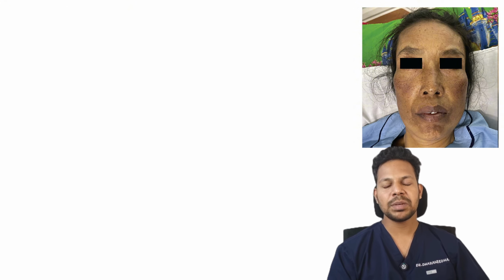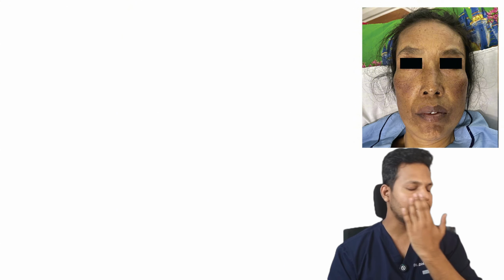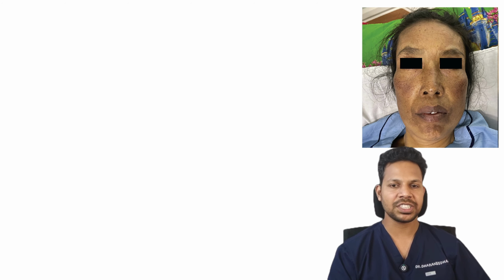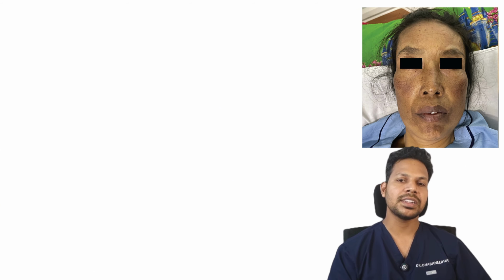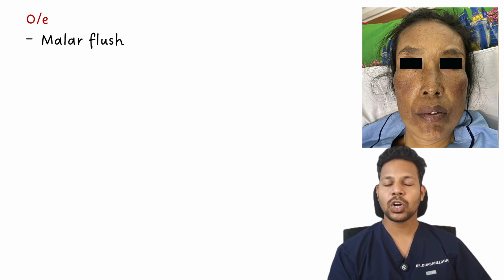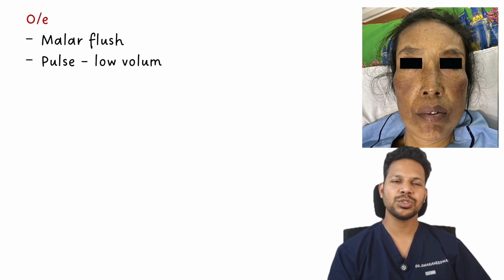Now, what you can see in the image is a purplish rash over the malar areas. That is nothing but a malar flush that you commonly see in mitral stenosis. On examination, the mitral flush is seen, and when we talk about the vital examination, the pulse is usually low volume and the blood pressure is usually normal.